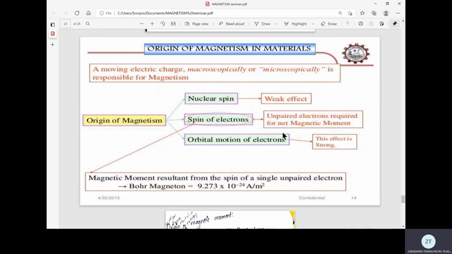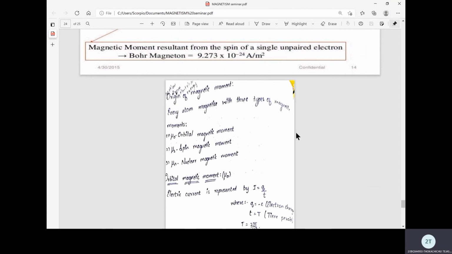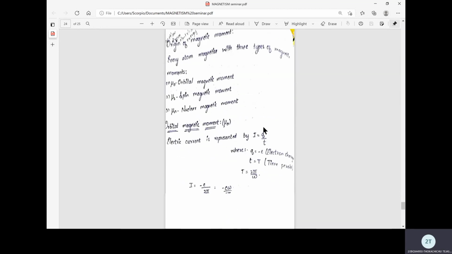But in terms of magnitude they may be different. Nuclear spin gives a weak effect, while for the spin of electrons, unpaired electrons are required for the net magnetic moment. For the orbital motion of electrons, this effect is very strong compared to the nuclear spin. Now let's see them in detail, that is, the origin of the magnetic moment, that is magnetism.